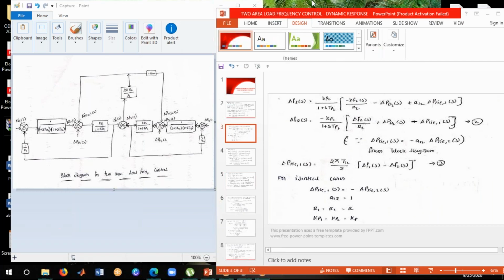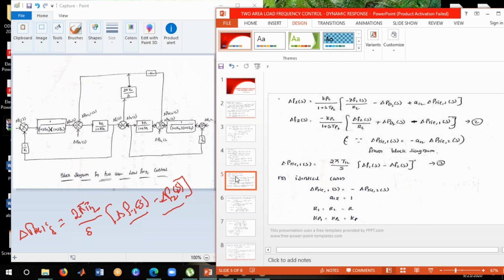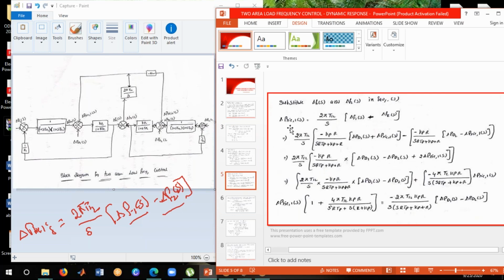I am writing it on the left side: delta p tie 1 of s equals 2 pi t12 divided by s into delta f1 of s minus delta f2 of s. In this equation we have to substitute these two values, delta f1 of s and delta f2 of s. If you substitute these two values, we will get the equation like this: 2 pi t12 divided by s, and this term belongs to delta f1 of s, and this one is delta f2 of s.